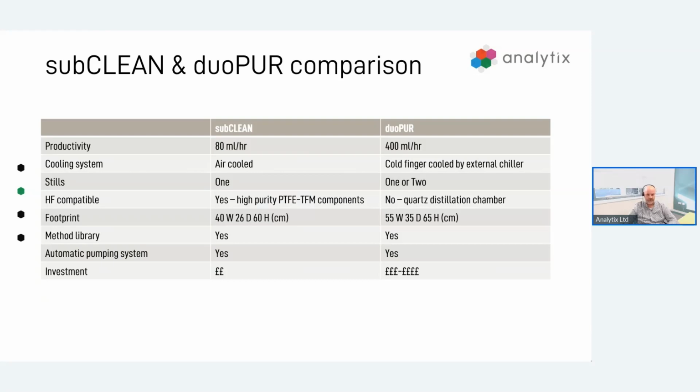So the pumping system used to fill and empty the system is the same for the duopore and the subclean. The chamber itself can accommodate up to 20 positions. Typically we would work with these hollow glass rods. We can have different sizes of these if we've got different heights of equipment that we want to clean, but we can also put the funnels.